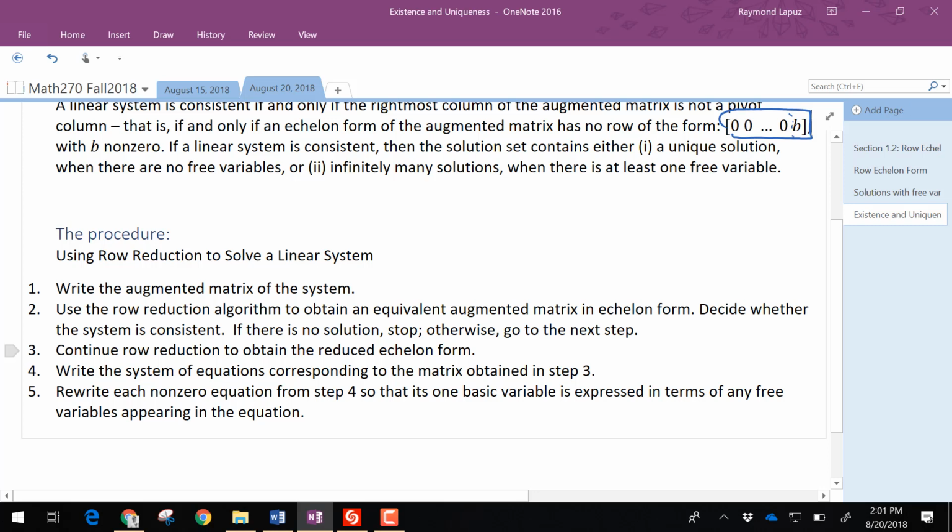And then here's a procedure for doing row reduction, but we've done a couple of examples already, and you just have to do it on your own to practice and get used to it. So I'll let you read through this. These will be in the notes available in Canvas, and it's also in the book.